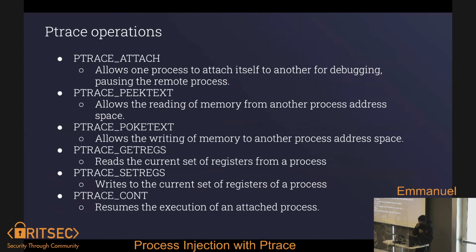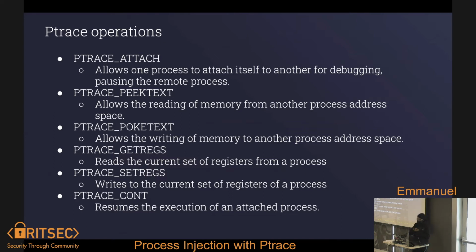Ptrace has some operations that you can do. The main ones that most people use, or that I used, are PTRACE_ATTACH. Based on the name, it's pretty straightforward. It attaches one process to another, and it also pauses that process. In that state, it's just stuck, and from there I can do whatever, like read memory. The next is PEEKTEXT, which allows the process to read the memory. Again, pretty straightforward. And POKE is to write memory.